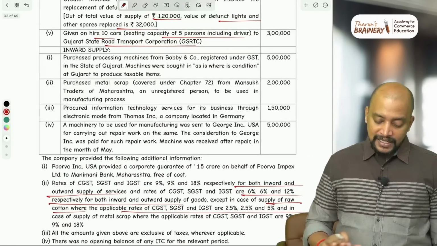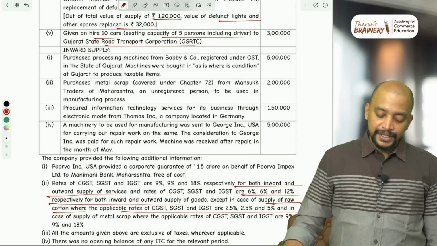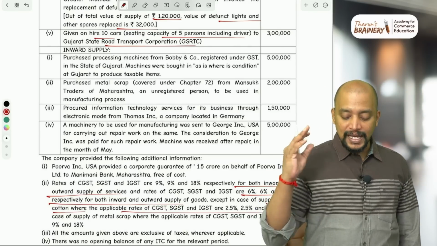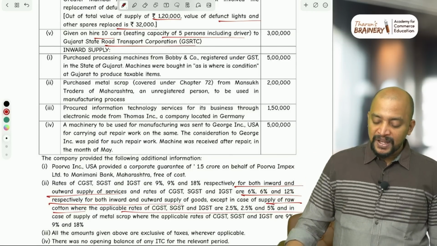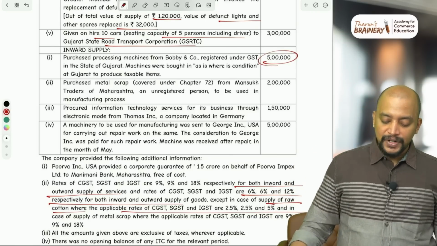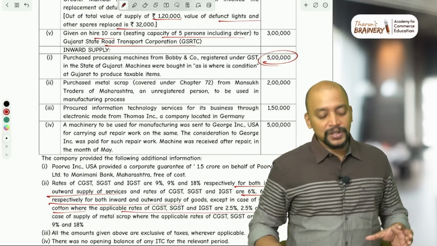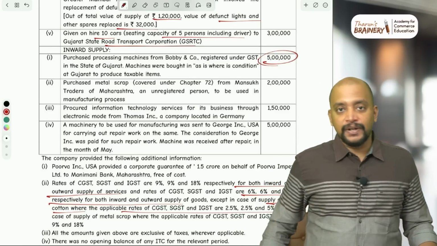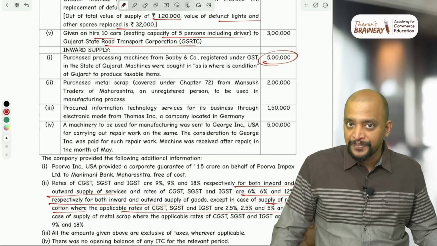And then inward supply, purchased processing machines from Bobby and Co, registered under GST in the state of Gujarat. Machines were brought in as is where is condition at Gujarat to produce taxable items. So basically in this 5 lakhs we don't have to pay any GST under RCM, but why can't we take ITC? This is one question where many students have got the doubt. Purchased processing machines from Bobby and Co, registered under GST in the state of Gujarat. So the supplier is in Gujarat.